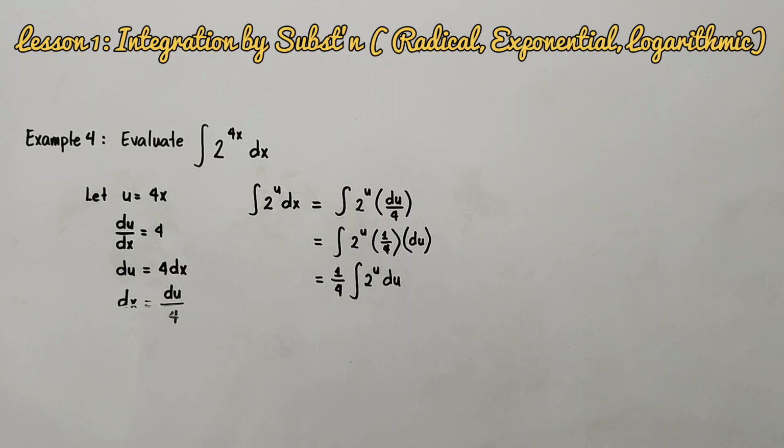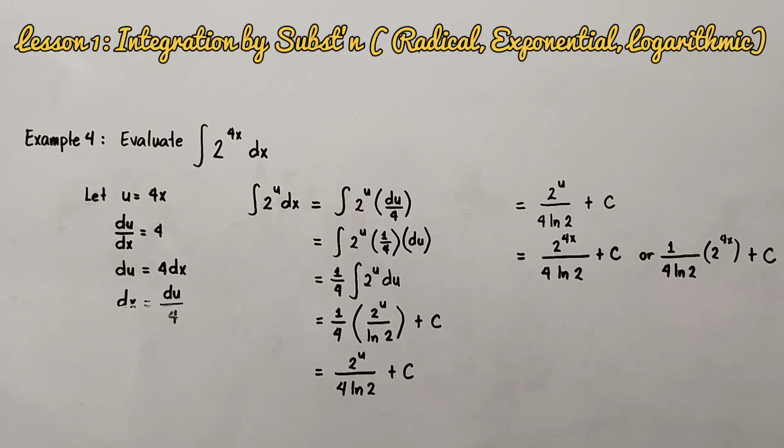Let us now apply the theorem applicable in this form. The integral of 2 power u du is 2 power u over ln 2 plus c. Multiplying this by 1/4, we have 2 power u over 4 ln 2 plus c. By changing u by 4x, we have 2 power 4x over 4 ln 2 plus c, or 1 over 4 ln 2 times 2 power 4x plus c.